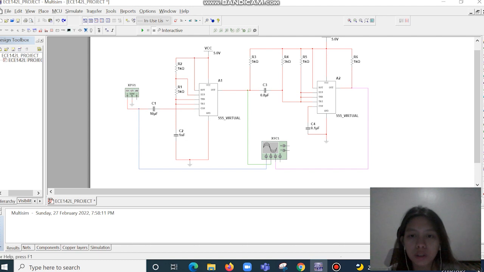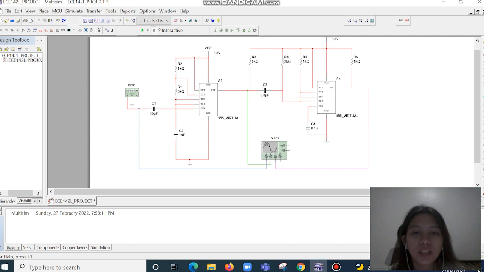The timer continuously changes its output from high to low and vice versa. If a variable voltage is applied at control input pin number 5 of IC 555, or A1, in astable mode, then the width of the output pulse will change accordingly. The values of R1, R2, and C1 are chosen to generate pulse train signals. The width of the output pulse will change in accordance with the amplitude of the audio signal.